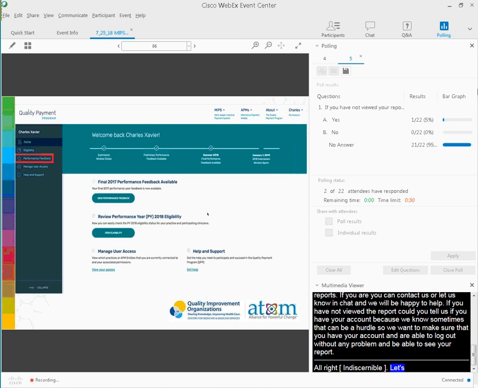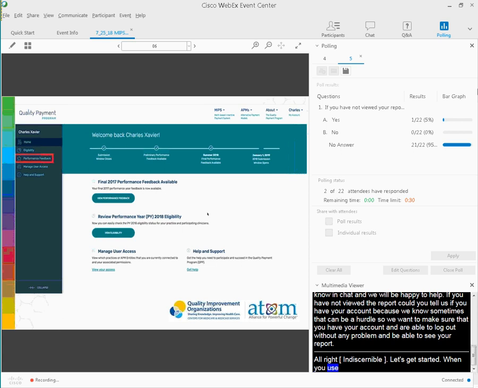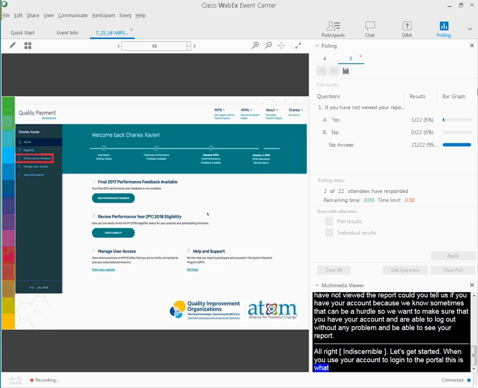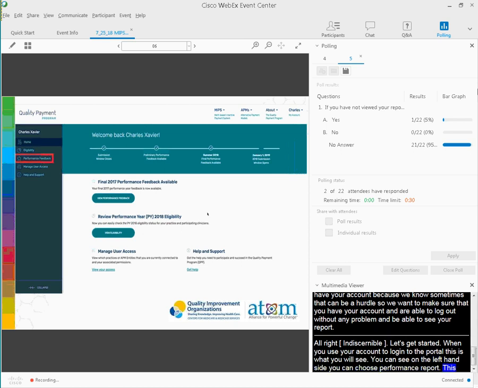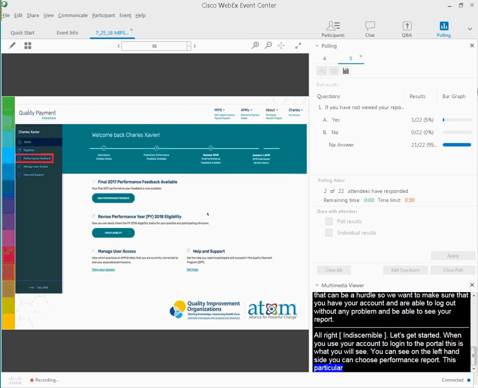When you go to qpp.cms.gov and you use your EIDM account to log in to the portal, this is what you'll see. You can see on the left-hand side, you can choose performance report. This particular report is an example of what the reports do look like.